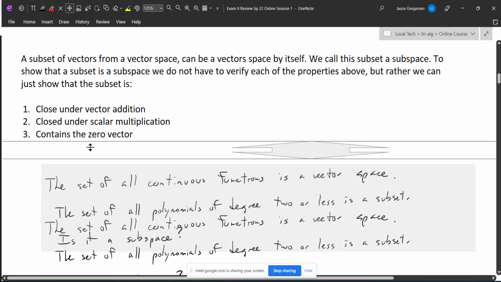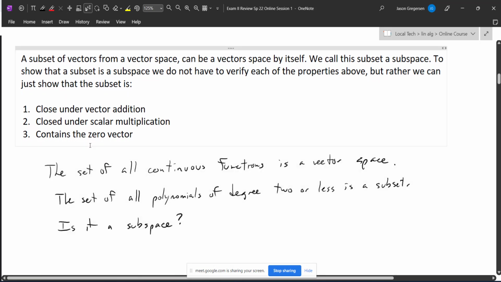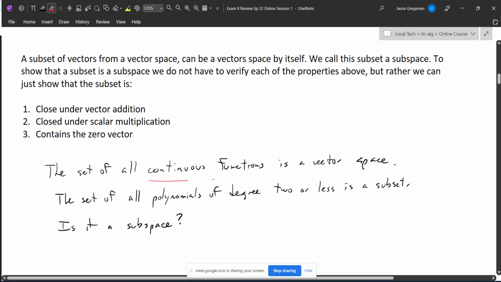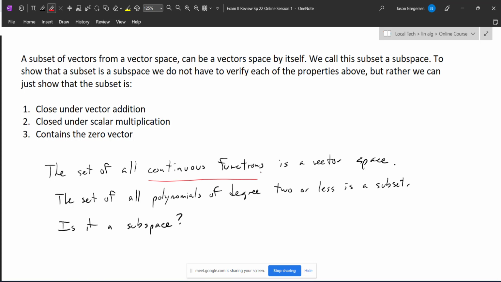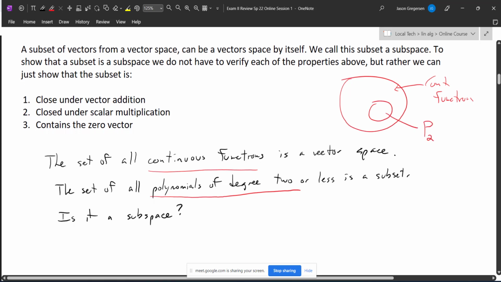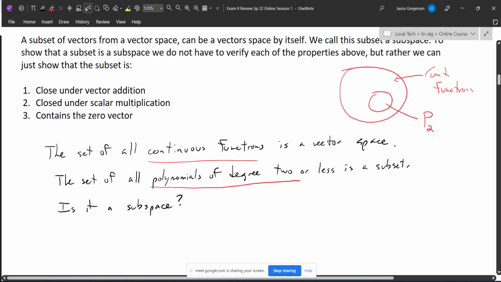So, for example, I will state that the set of all continuous functions is a vector space. So polynomials, exponentials, trig functions, all of those types of functions are continuous. We put all of them together, we form this vector space. Now the set of all polynomials of degree 2 or less is a subset within that larger vector space. So here is the set of all continuous functions, and here is some small subset of all polynomials of degree 2 or less.